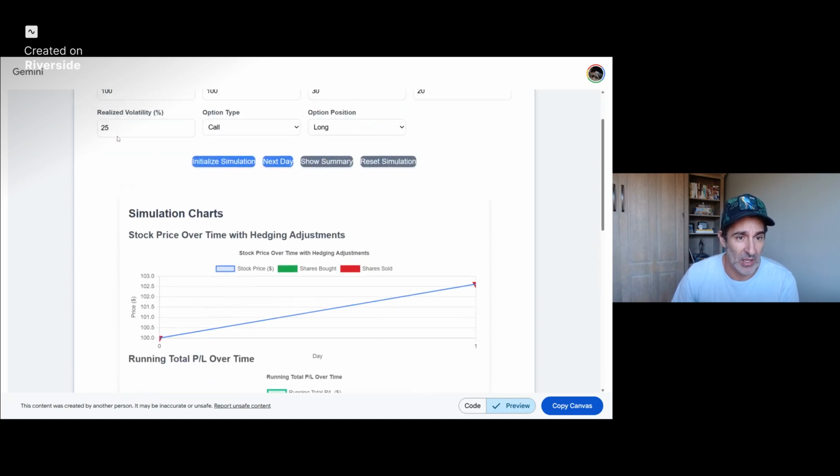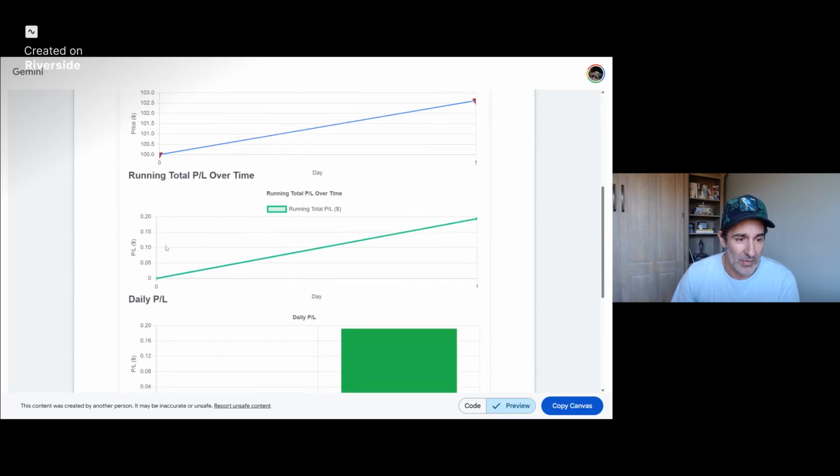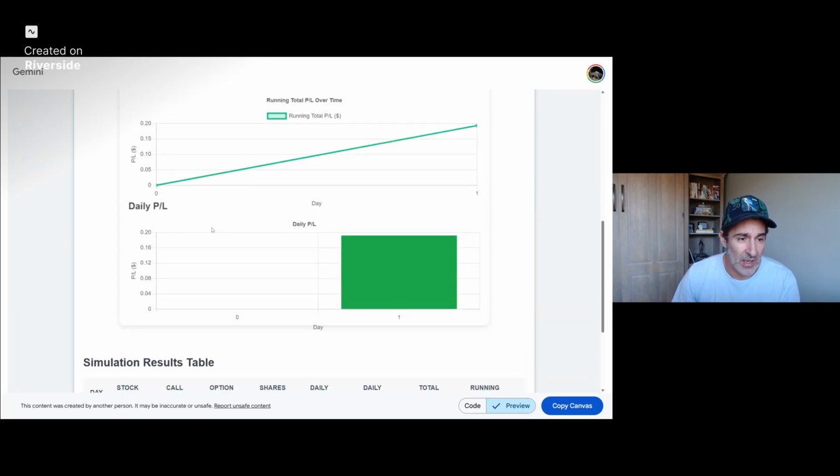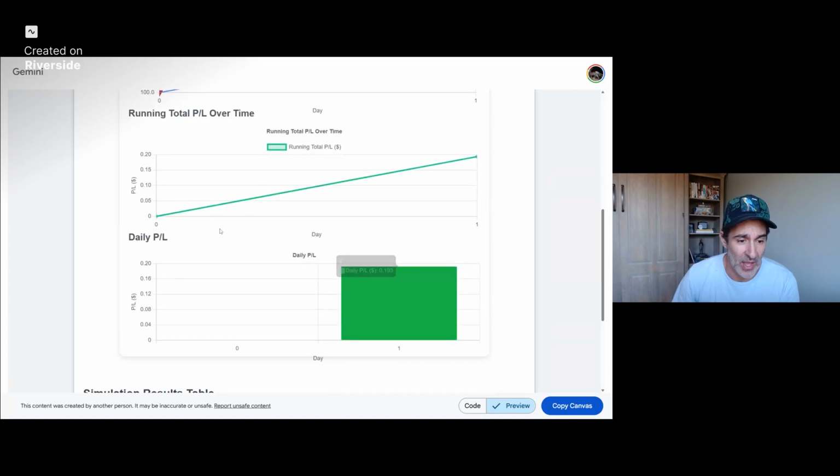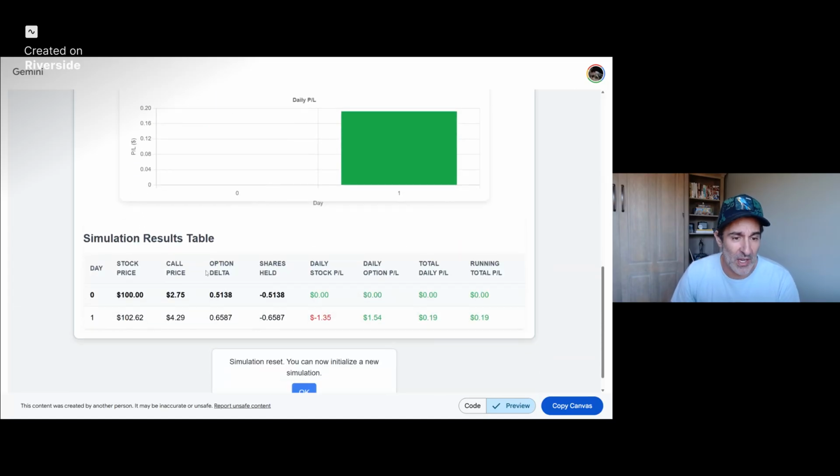So we expect to make money delta neutral, right? We see that here, that this is our daily P&L. We end up making 19 cents on it. This is going to be your running P&L over time, and this is going to be your daily P&L for that day. And if you go down here, this is the table. The table is super helpful for debugging your understanding. So now you can see what happened here: the initial delta of the at-the-money call was 51, just a little over 51 delta. It's not quite 50 delta.